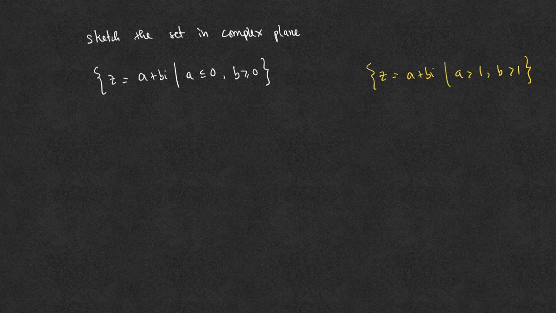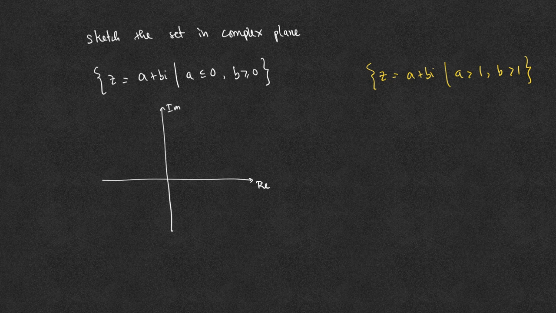Sketch the set in the complex plane. The complex plane is made up of the real part and the imaginary part. The real part is the horizontal axis and the imaginary part is the vertical axis. The horizontal axis consists of real numbers and the vertical axis consists of imaginary numbers.